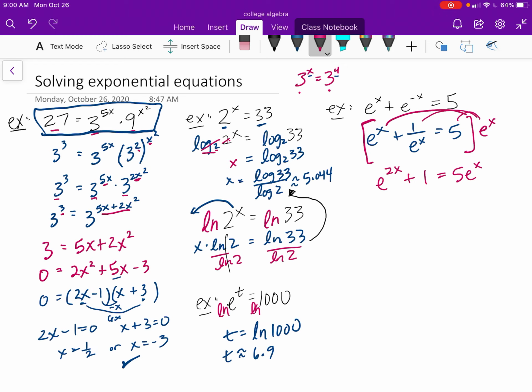This is a quadratic in disguise, so if I subtract the 5e to the x, I get it equal to 0, set up like a quadratic. I like to use substitution here. I say u is e to the x. u squared, e to the x squared, would just be e to the 2x. Remember, you multiply the exponents. So I'm going to change this to u squared. e to the x is just a u. And now I have a quadratic.